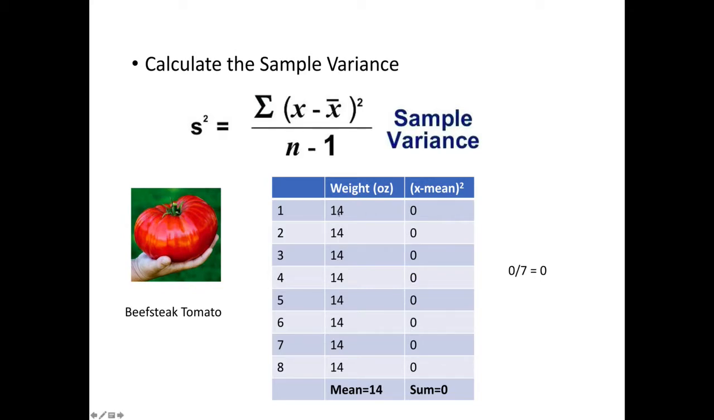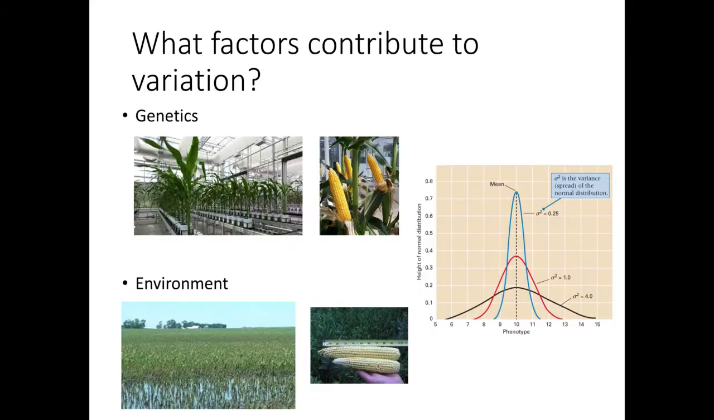Well, everybody has the same exact weight, 14, 14, 14, 14, 14, and you can see that in this case the sample variance is 0, because each of these values is exactly equal to the mean, so there's no variation. But here, there's a little bit more variation, and so the sample variance here is 2.57. So that measures the spread around the average value.